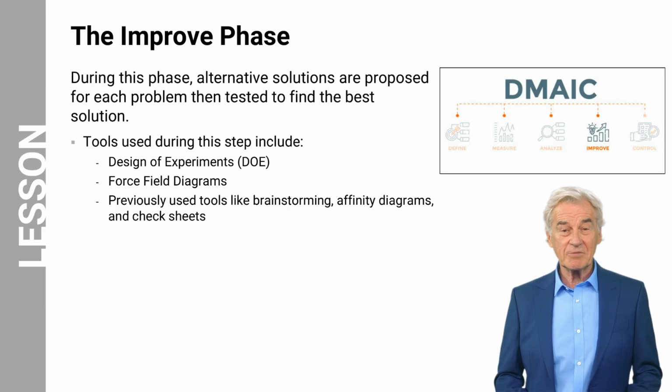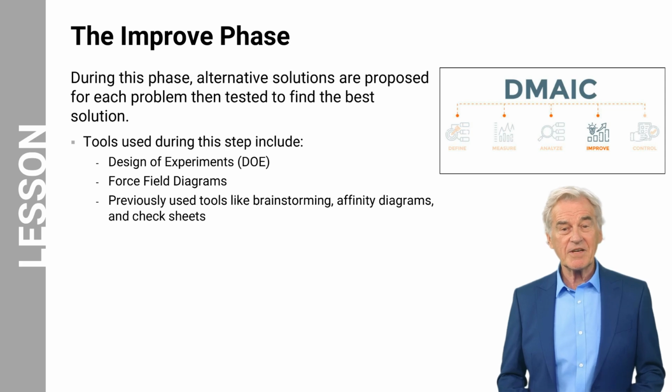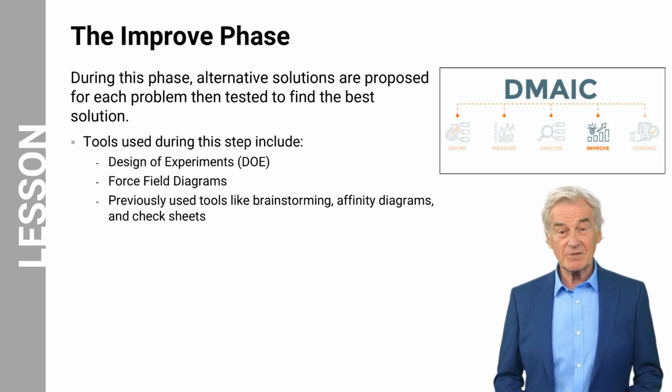Now that the areas for improvement have been identified, the team can put their ideas to work. During the improve phase, teams work to develop and evaluate multiple solutions for each identified problem. This process involves proposing various alternatives and then rigorously testing them to determine the most effective approach.